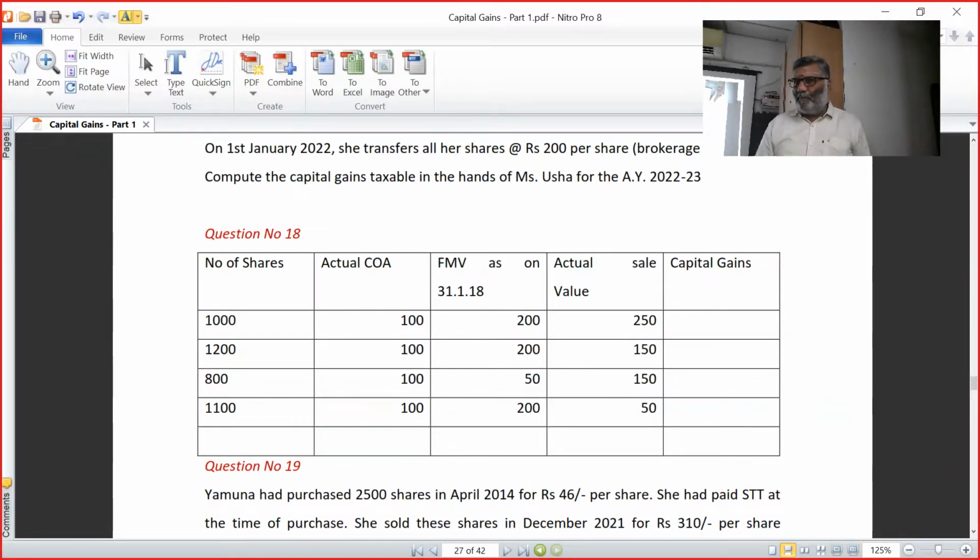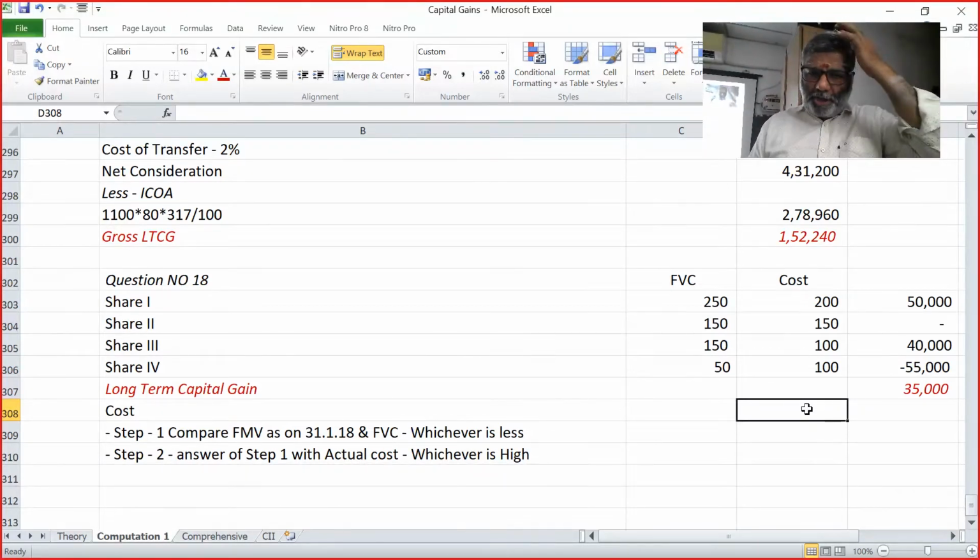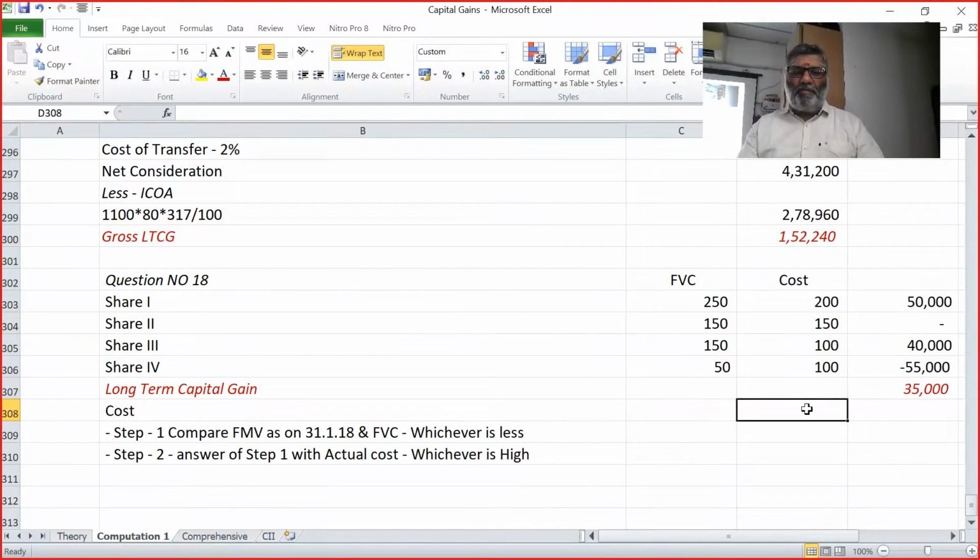Question number 18. Patiently compute capital gains. We know the two steps to compute the cost. Compare the full value of consideration or FMV as on 31/1/2018, whichever is less, with the actual cost.